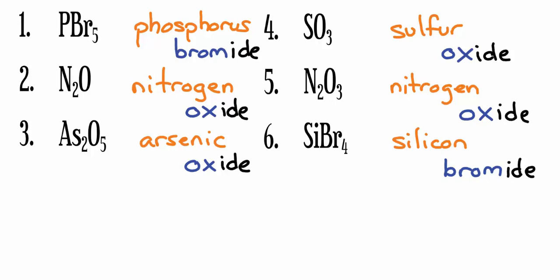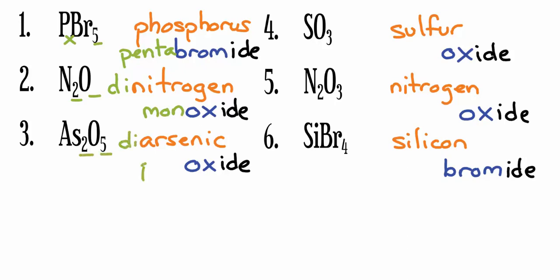Finally, we'll do the third step where we go ahead and we add in the Greek numeric prefixes. Since phosphorus is by itself, it does not get one. It's first, and the first one never gets mono. So we get phosphorus pentabromide. Next one, we'll get dinitrogen monoxide.